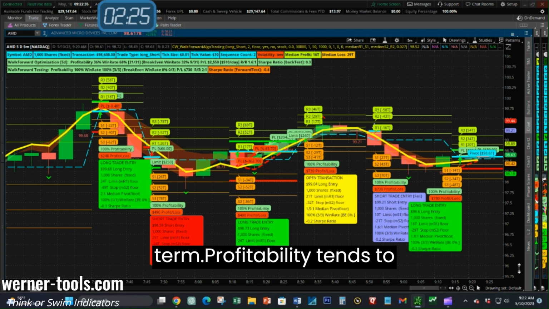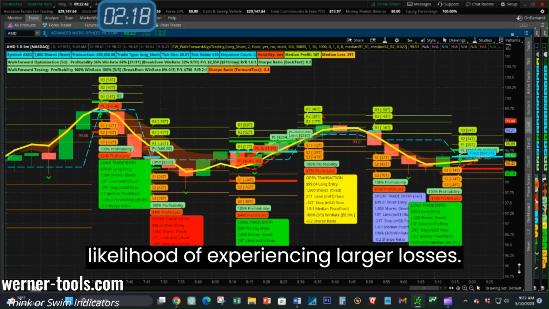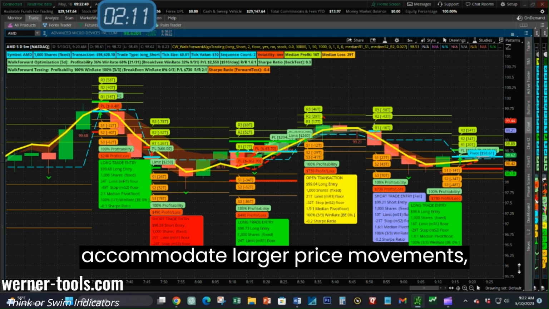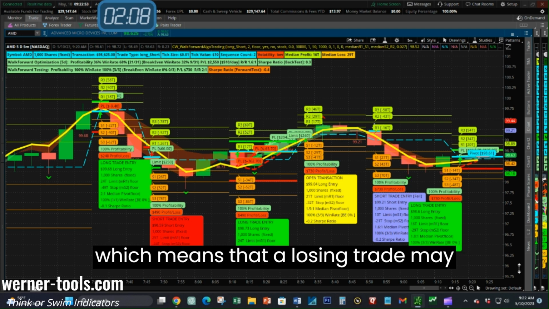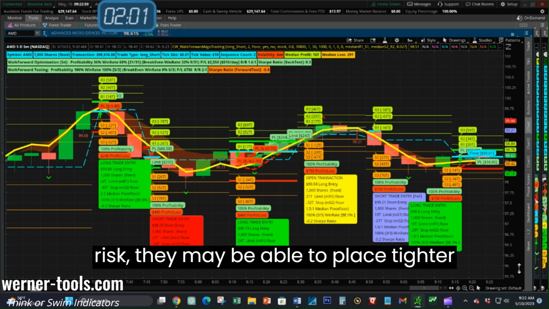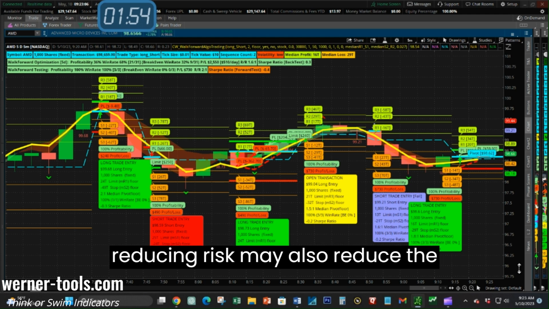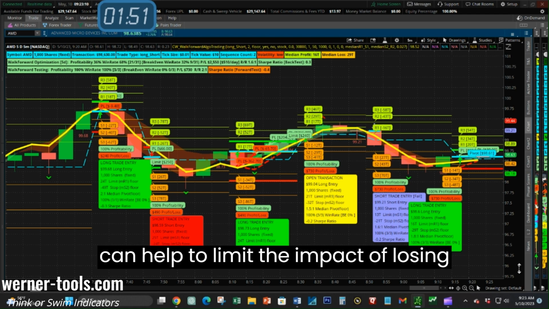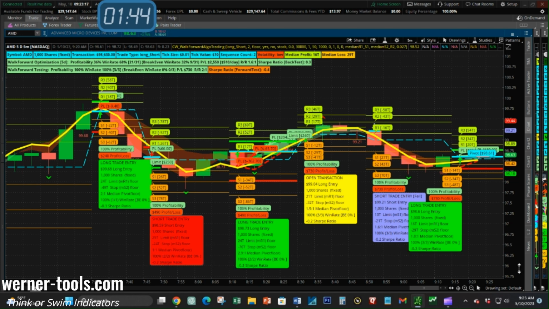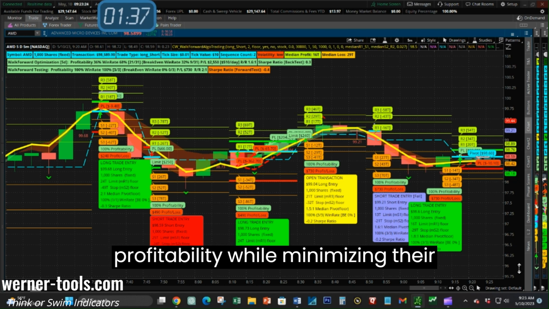Therefore, traders must continuously monitor the market conditions and adjust their strategies as needed to maintain consistent profitability over the long term. Profitability tends to decrease as risk increases because higher levels of risk increase the likelihood of experiencing larger losses. When a trader increases their risk, they may have to widen their stop loss to accommodate larger price movements, which means that a losing trade may result in a larger loss. Conversely, if a trader reduces their risk, they may be able to place tighter stop losses and reduce the potential size of their losses. Although reducing risk may also reduce the potential profit on a winning trade, it can help to limit the impact of losing trades, resulting in more consistent and profitable trading over the long term.